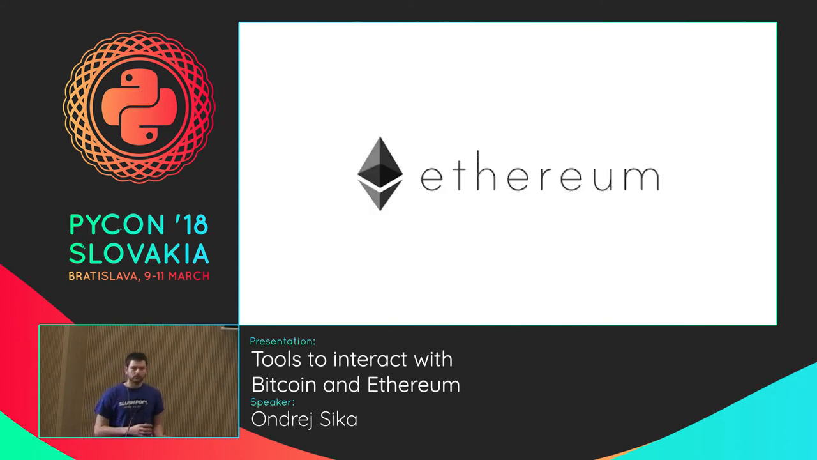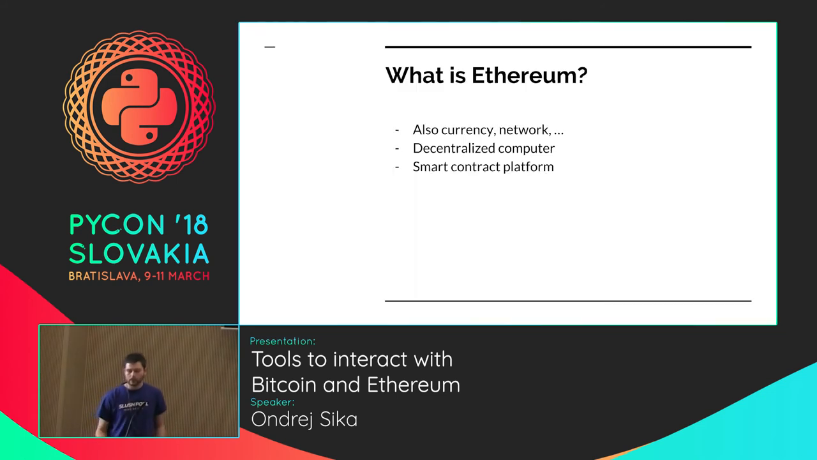And also, the interesting crypto network and coin is Ethereum. Did you hear about Ethereum? Yeah, but a little bit more than Bitcoin. And what's Ethereum? It's similar to Bitcoin. It's also a currency, also a network, but there are a few things which are better or different between Bitcoin and Ethereum.